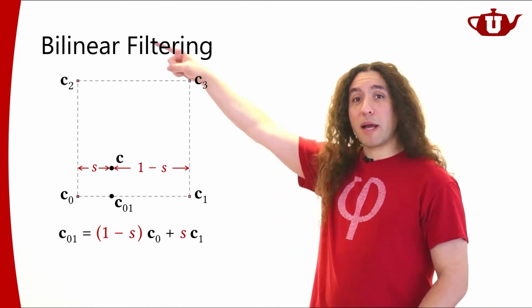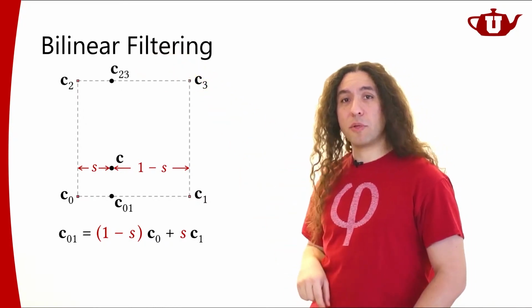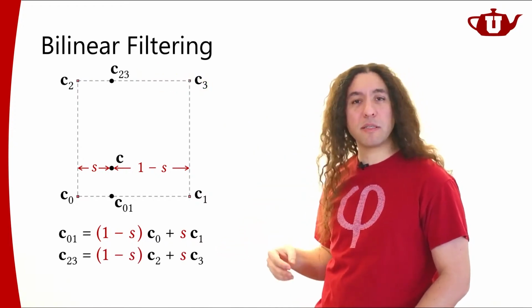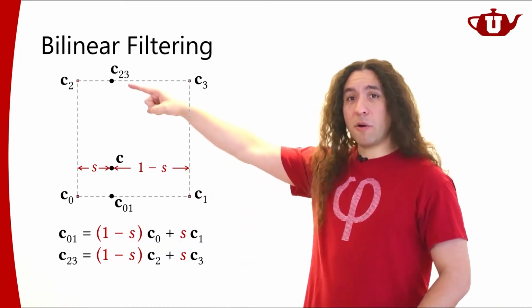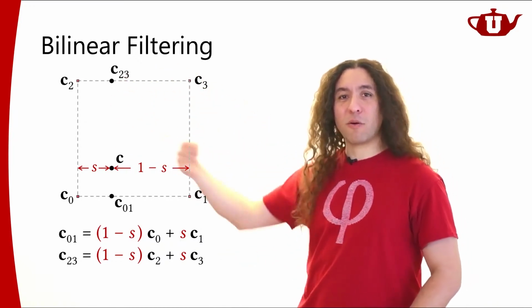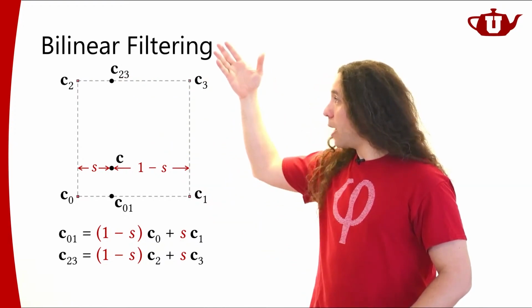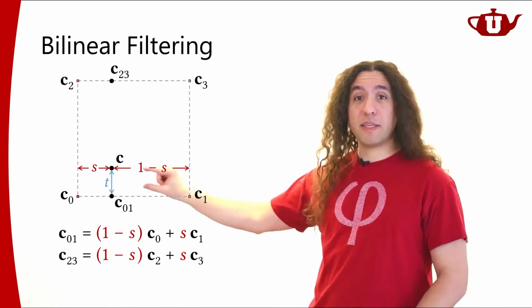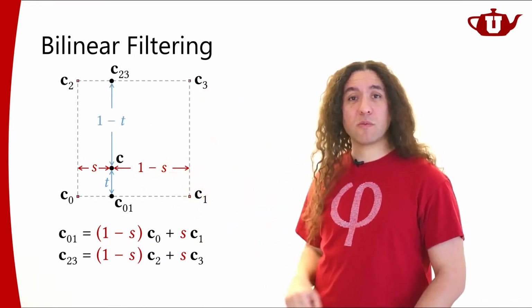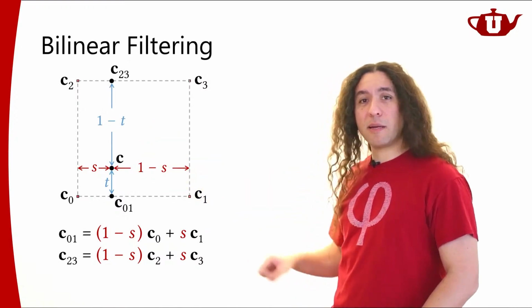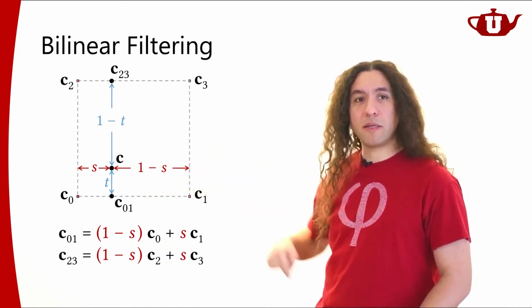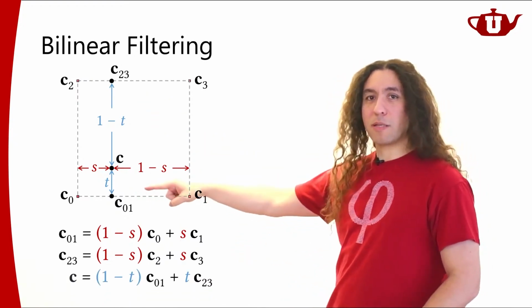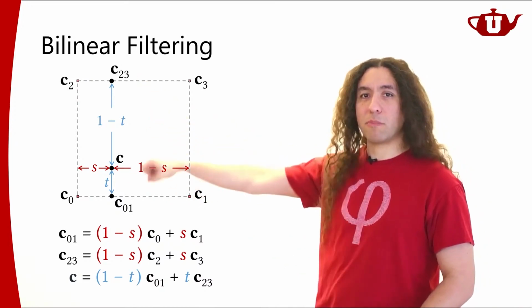Now I can do the same thing up here to compute that value, again using linear interpolation. Now I did the linear interpolation in the horizontal direction. Now I'm going to do another linear interpolation, this time in the vertical direction. If this is t and this is 1 minus t, then I can interpolate these two values, this one and that one, using this formula. This one is multiplied by 1 minus t, and this one is multiplied by t.